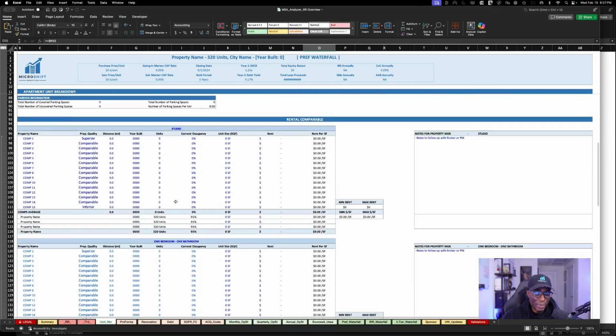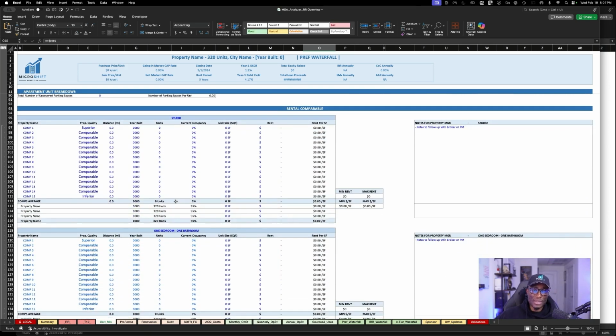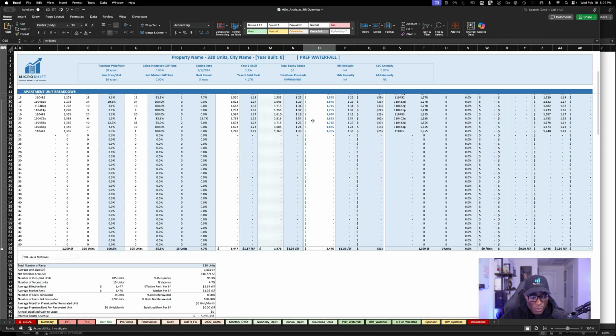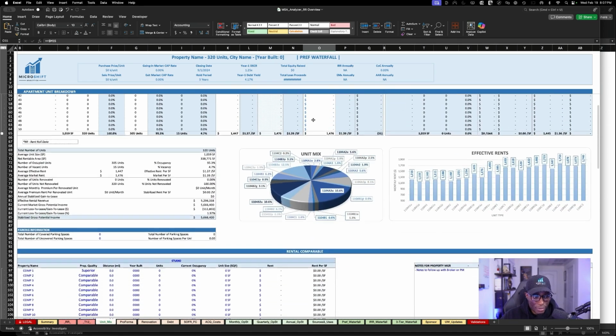You have to do a comp analysis, look at the different properties in that area, look at what the studios and the one bedrooms are rented for, what the comparable properties are based on amenities and unit size, adjusting for all of that, and compare that to your property. Using that, you can come up with the market rents for each of those unit types. Take the information on the rent roll with a grain of salt, but you always want to do your own analysis. What other information can we gather from the rent roll?